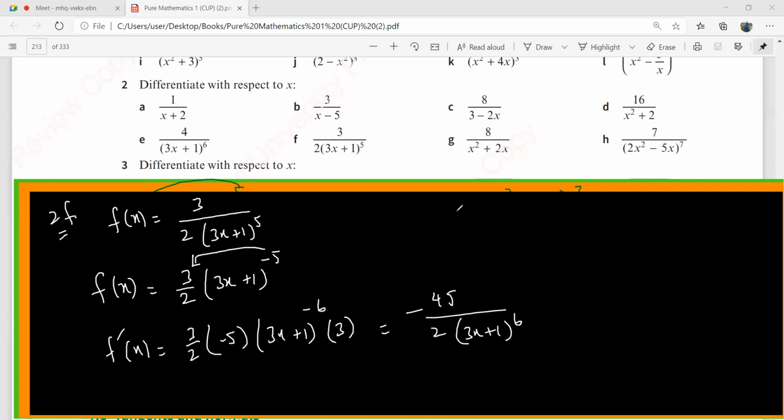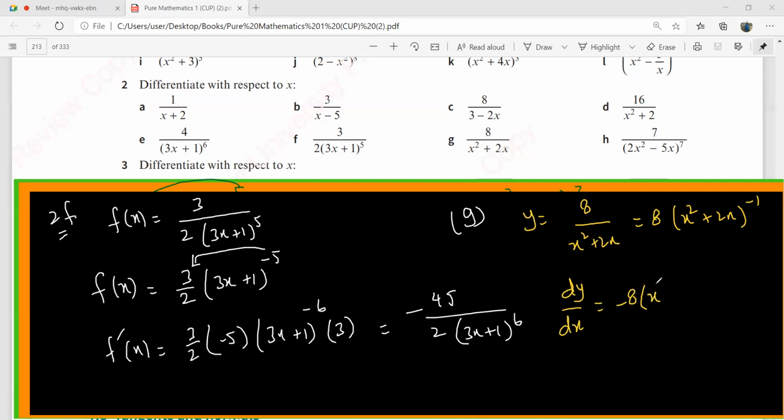Let me do that G part for you. You see that there is no power written on G. So don't worry. Let me write this as y equal to 8 over (x square plus 2x). So you can always write it as 8 into (x square plus 2x) raised to power minus 1. Please remember, never ever try to differentiate anything which is down there in the denominator. You have to move that into the numerator, okay? So this is going to be dy by dx, that is minus 8 into (x square plus 2x) to the power minus 2, and then into the derivative of this thing, that is going to be 2x plus 2.